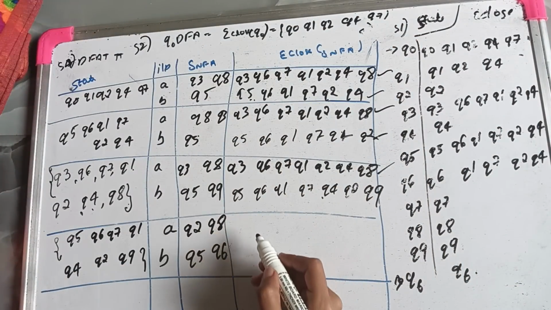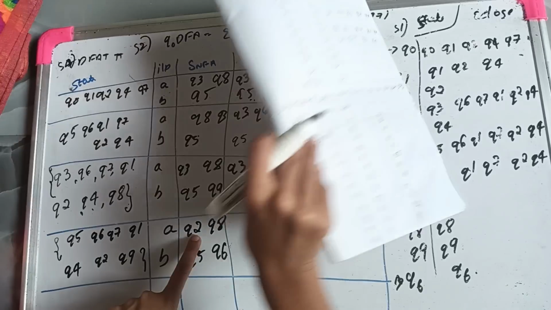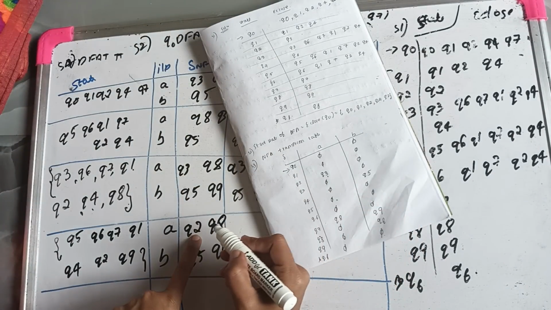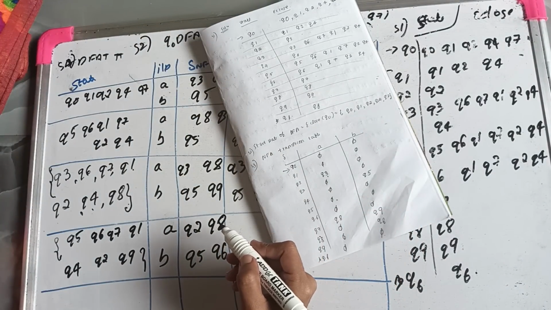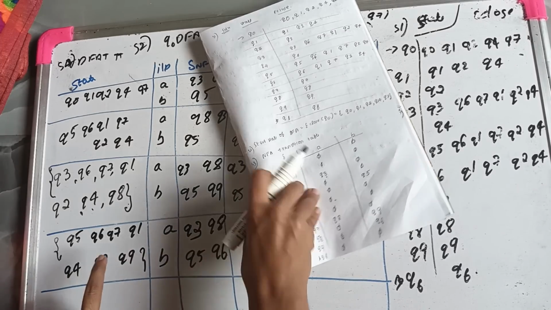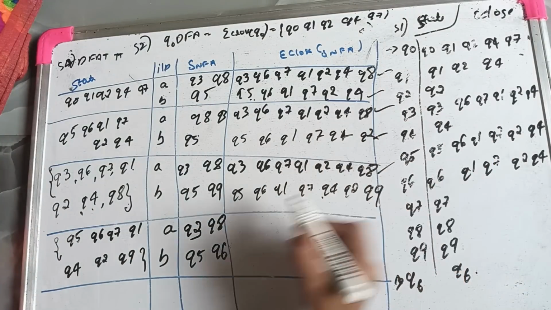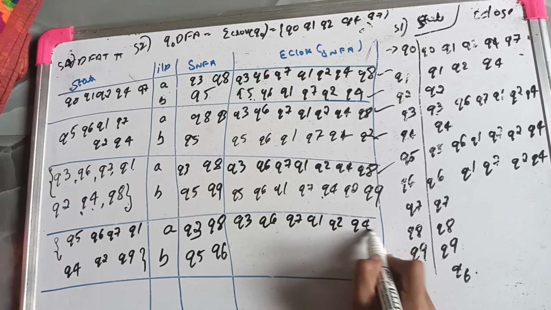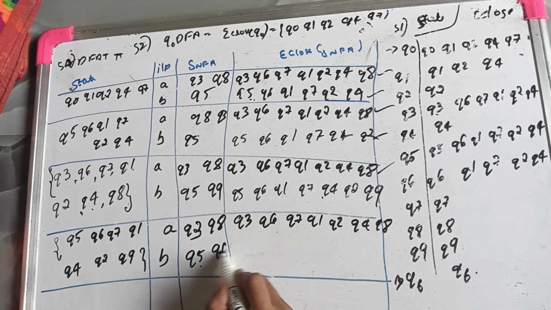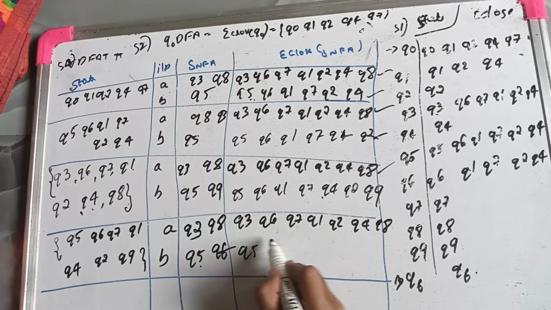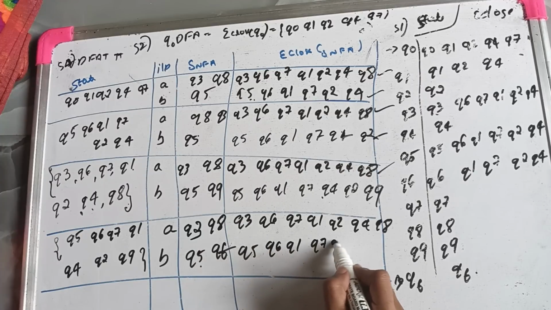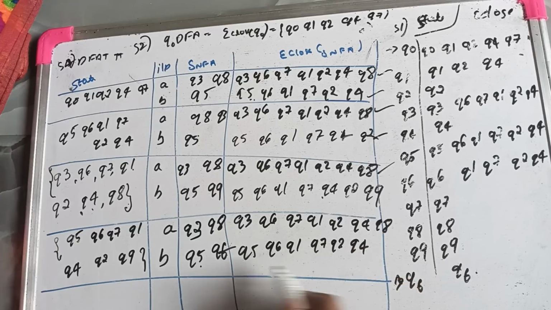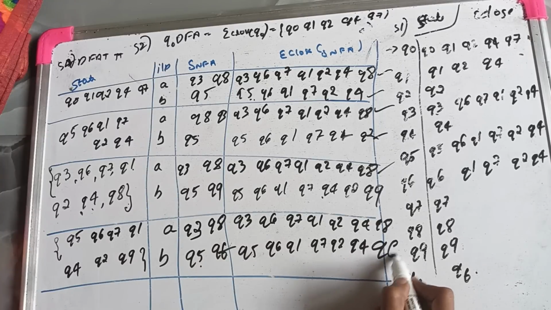Next for this, what is this, Q2? Q2 it is Q3. Next for Q3 and Q8, search E closure and write the same. Okay, for Q5 and QF, for Q5: Q6, Q1, Q7, Q2, Q4, and for QF, E closure of QF is QF itself.